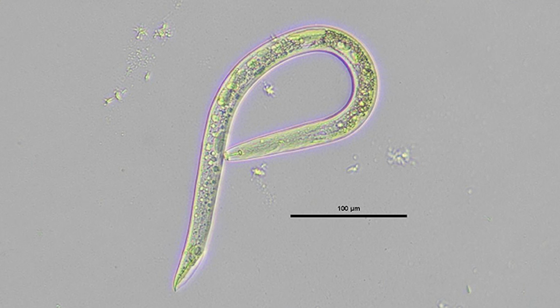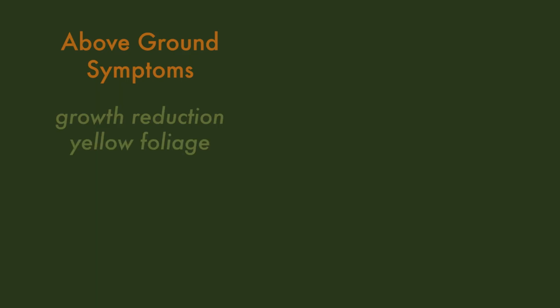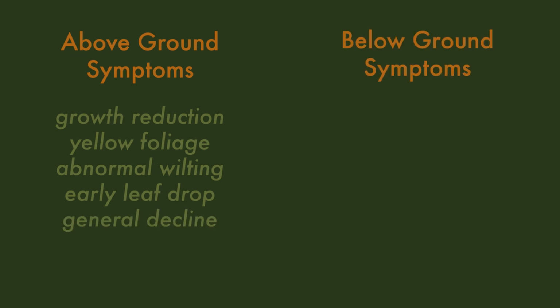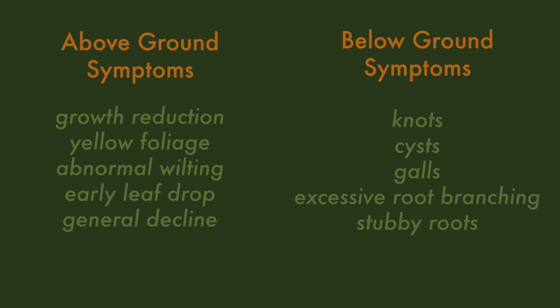Now, these are like millimeters at most. They're teeny tiny, and they can move like a few centimeters per year. So they need other things to carry them large distances, like machinery or other things that move around, and they only live for about 1 month. The above ground symptoms of nematodes are growth reduction, yellow foliage, wilting, early leaf drop, and just a general decline. And then below ground, there's knots, cysts, galls, root branching, stubby roots, and usually fungal rot as well.